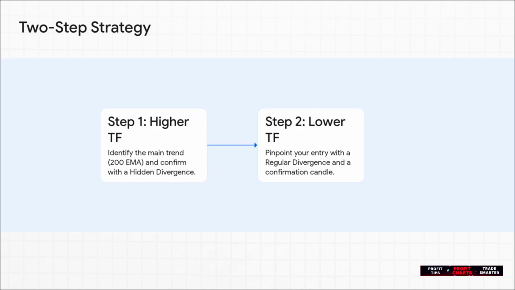So here's the magic, the two-step process. Step 1, you're on your higher time frame, say the 1-hour chart. You find the main trend using your 200 EMA. Then, during a pullback, you look for a hidden divergence. This confirms the trend is still healthy. Then, for step 2, you drill down to your lower time frame, the 15-minute chart. Now you're hunting for a regular divergence to pinpoint the exact end of that pullback. You wait for a confirmation candle, and boom, that's your entry signal.